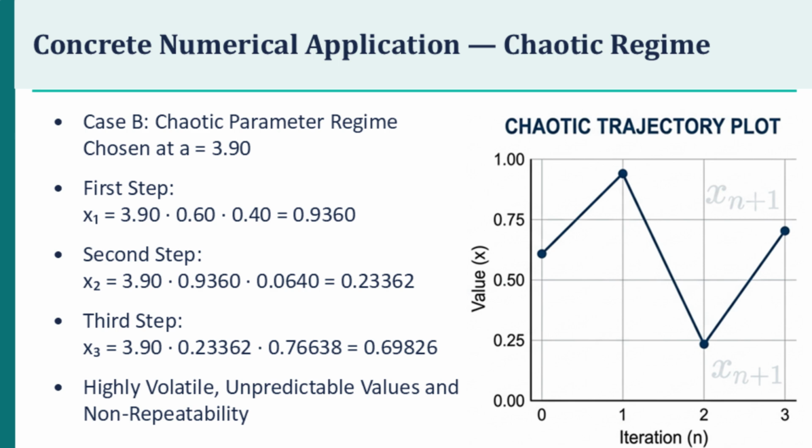The formula is x sub 3 equals 3.90 times 0.23362 times 0.76638. Multiplying 0.23362 by 0.76638 gives 0.17904. Finally, multiplying by 3.90 gives x sub 3 equals 0.69826. Look at this sequence of values: 0.60, then 0.9360, then 0.23362, and then 0.69826. The numbers skip around violently with absolutely no apparent pattern, demonstrating how a simple, deterministic formula produces chaotic randomness.